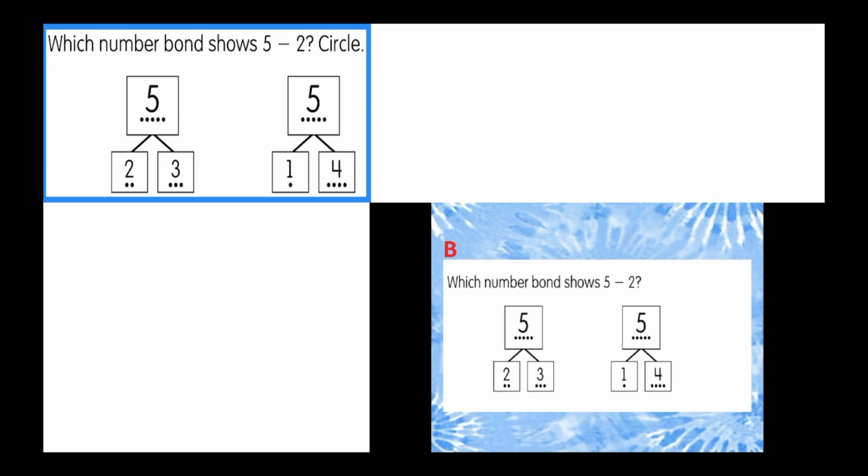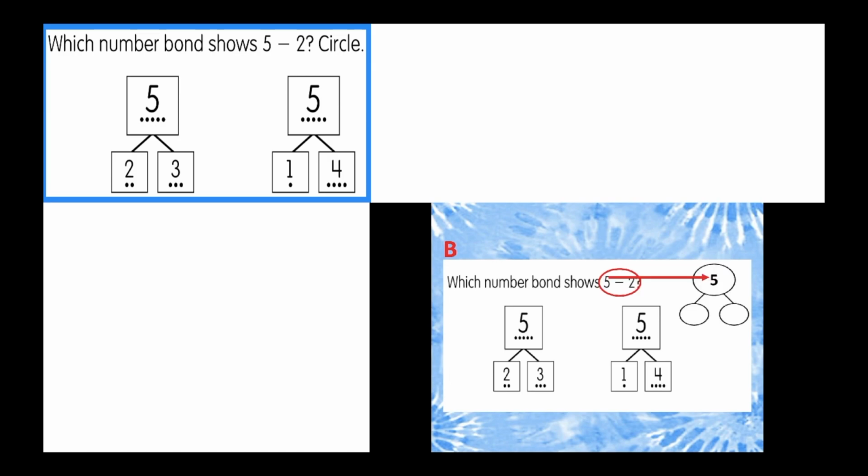If you look in the first number bond, we have 5 as our whole and 2 and 3 as our parts. The second number bond shows 5 as our whole and 1 and 4 as our parts. In this example, our subtraction sentence is 5 minus 2.